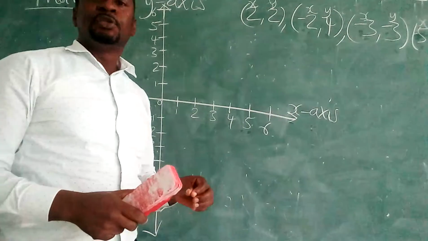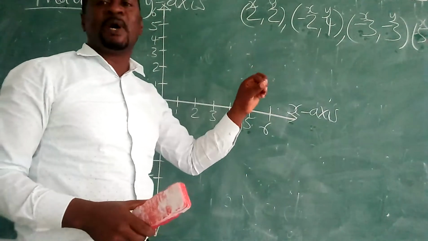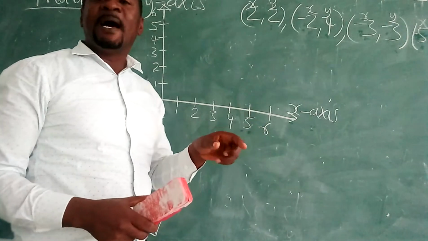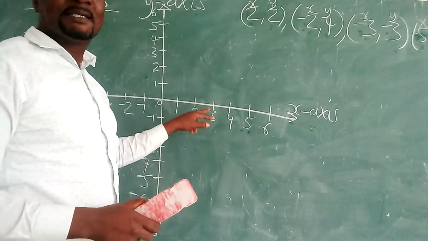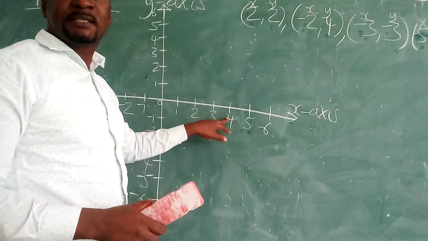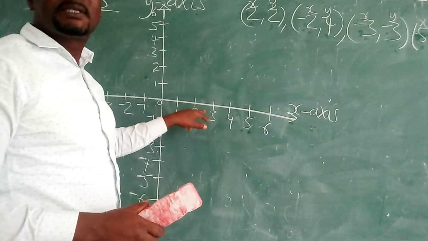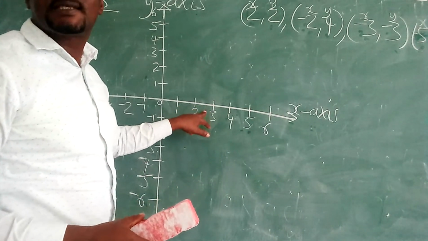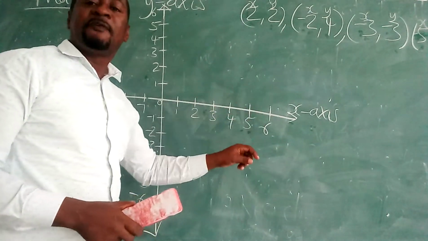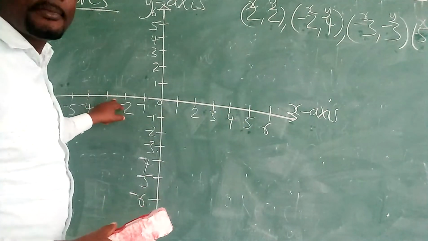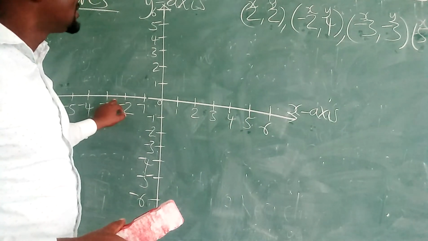So if you want to plot, the first number is x. If the number x is positive, you have to look for it on the positive side of the x-axis. If the first number is negative, you have to find it on the negative side of the x-axis.